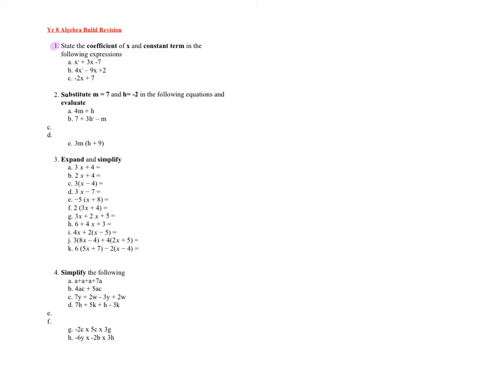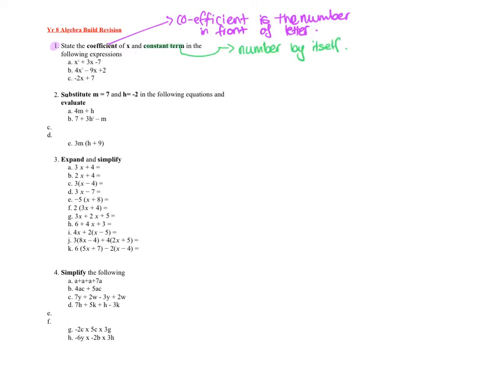So the coefficient, just to recap, is the number in front of the letter. So we'll write that down. Okay, and the constant term is the number by itself. So I'm just going to highlight in purple the coefficient of x.